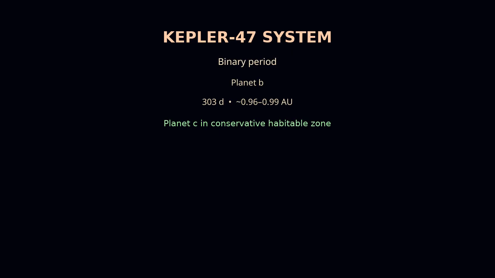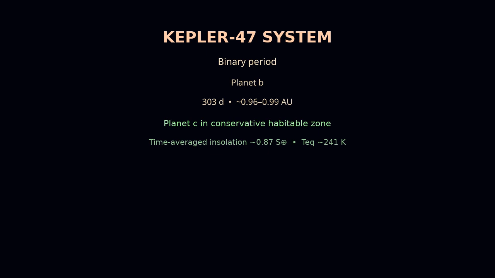Planet C sits in the conservative habitable zone. Its time-averaged insolation is about 0.87 times Earth's, with modest variation caused by the moving stars. Equilibrium temperature estimates near 241 Kelvin allow the possibility of liquid water under suitable atmospheric conditions.